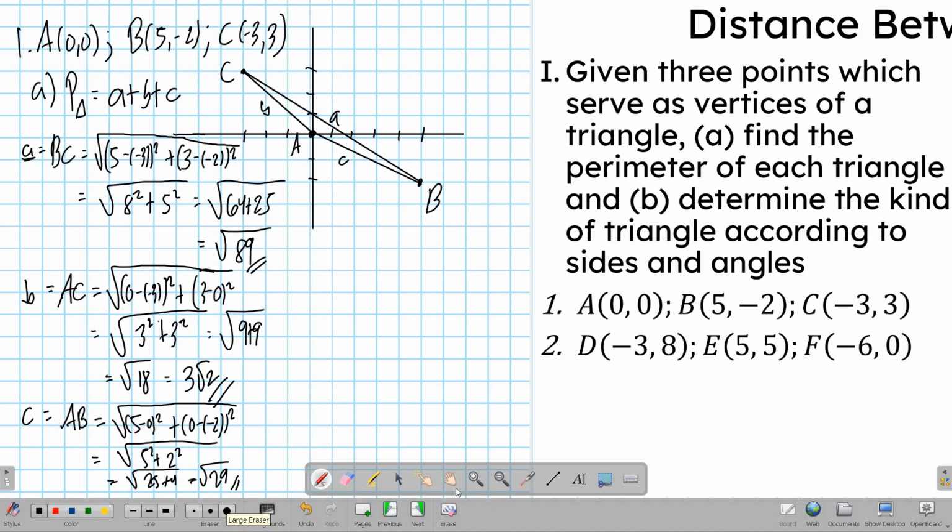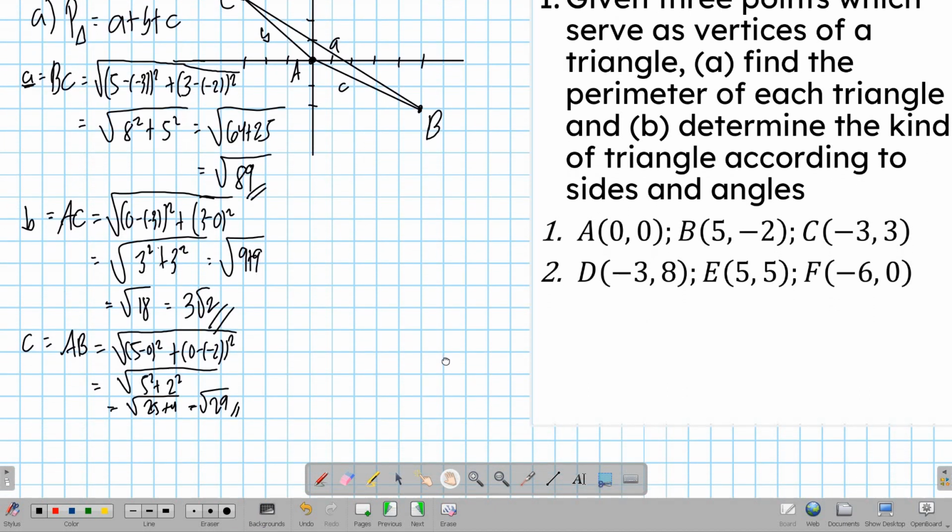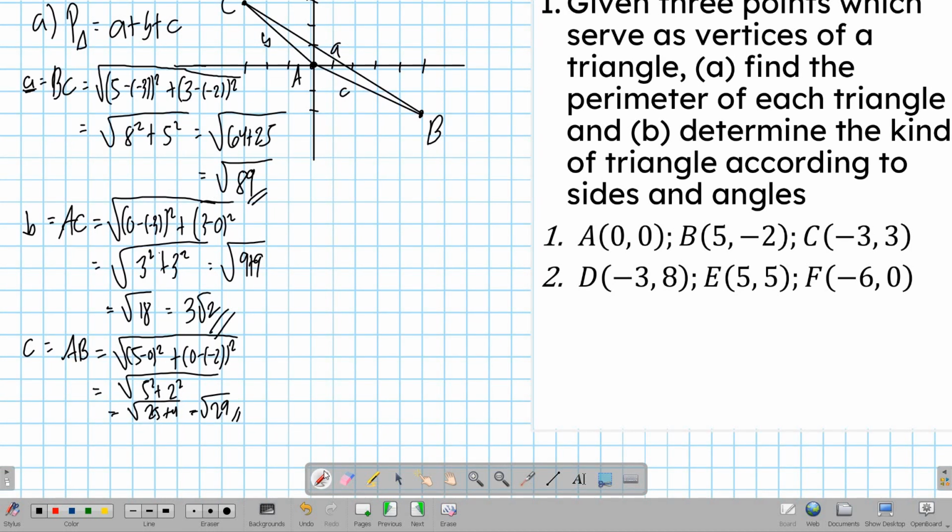So, to find the perimeter here, all we need to do is add these different lengths. So that's square root of 89 plus square root of 29 plus 3 square root of 2. And by the rules of adding radical expressions, yan na yun. Because square root of 89 is already the simplest, square root of 29 is already the simplest. Therefore, the perimeter of this triangle is square root of 89 plus square root of 29 plus 3 square root of 2.